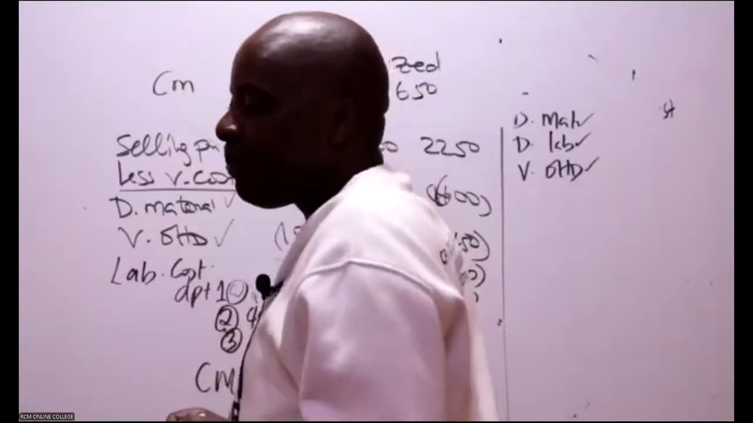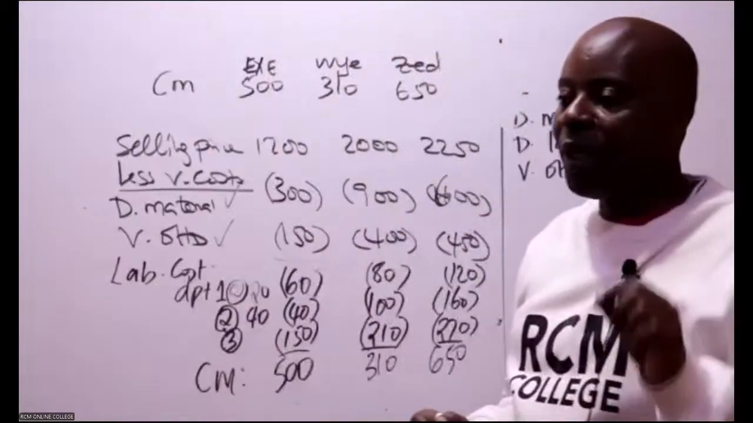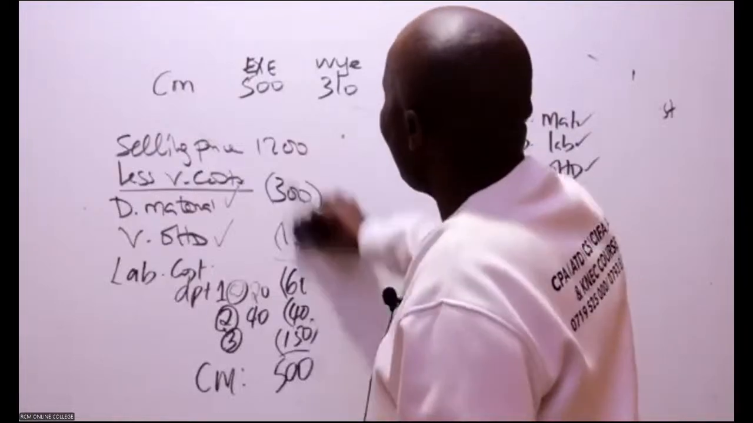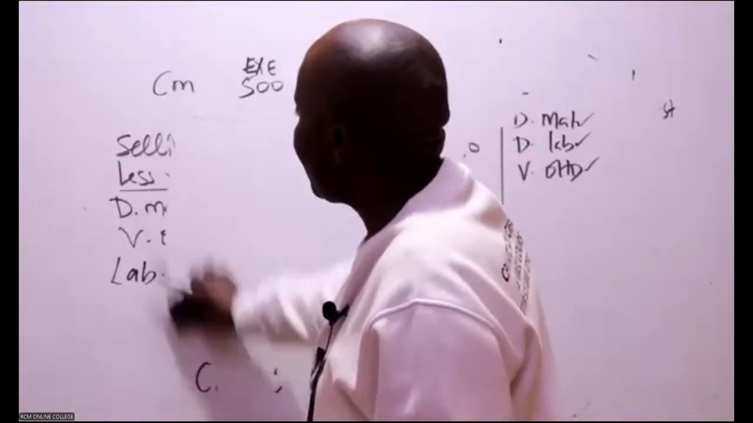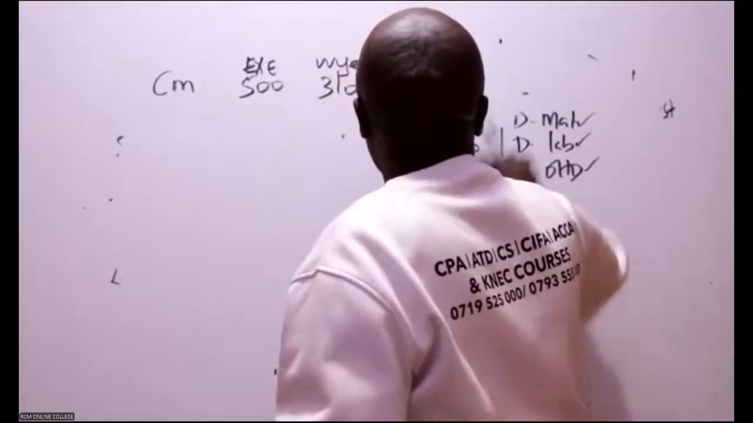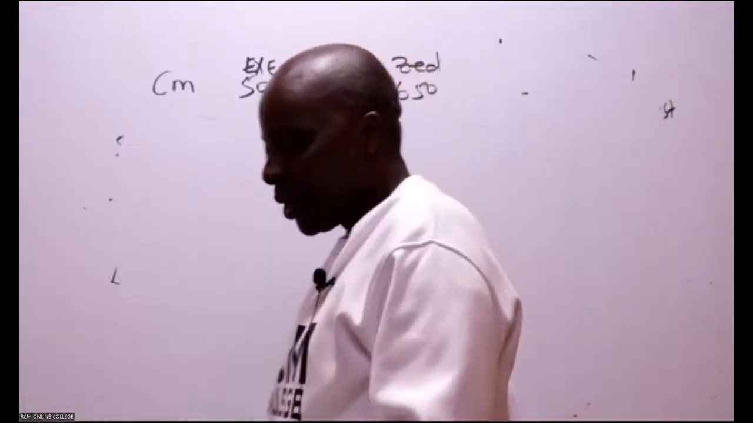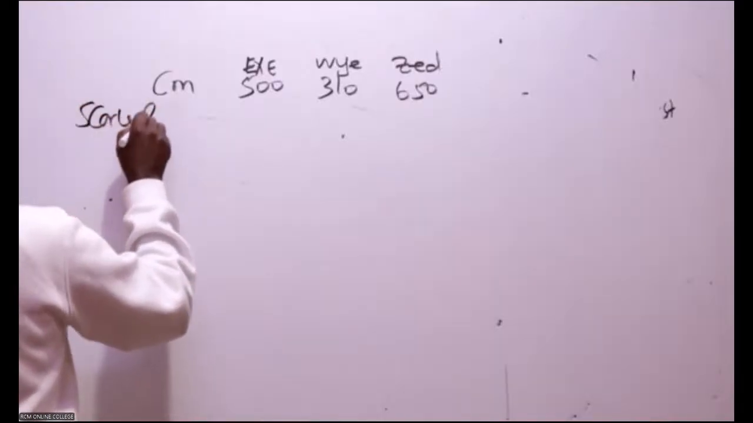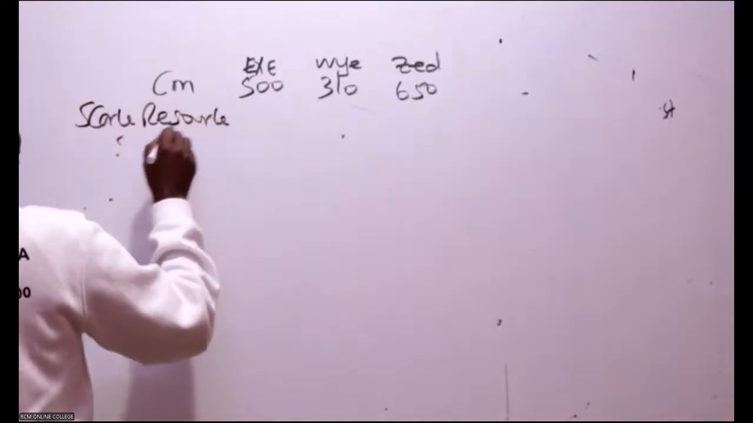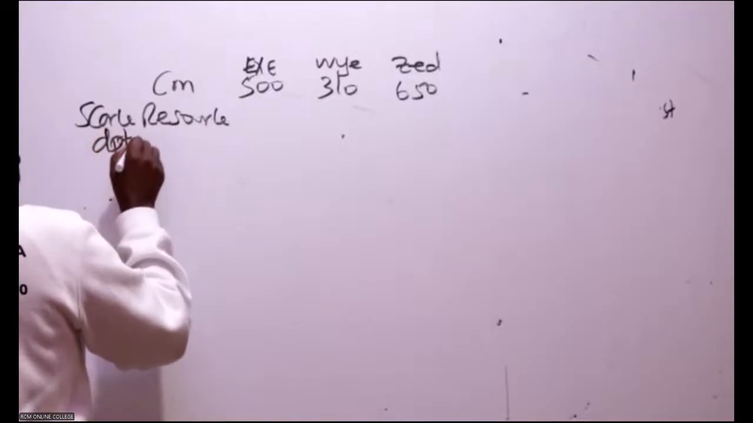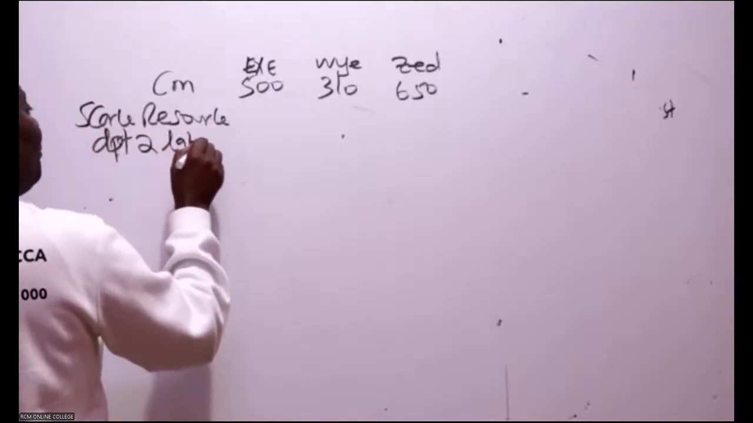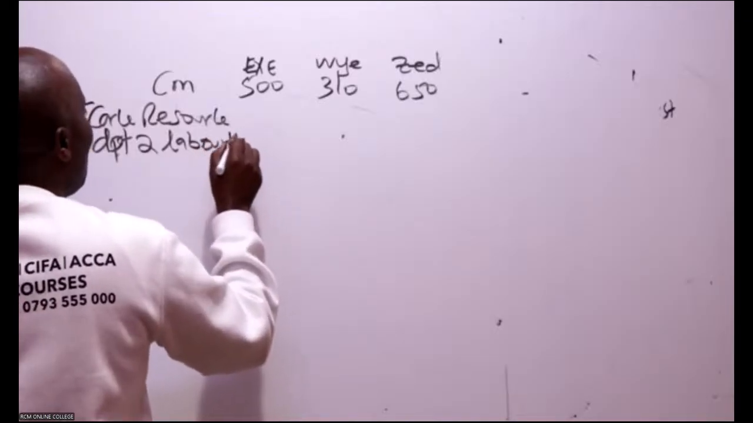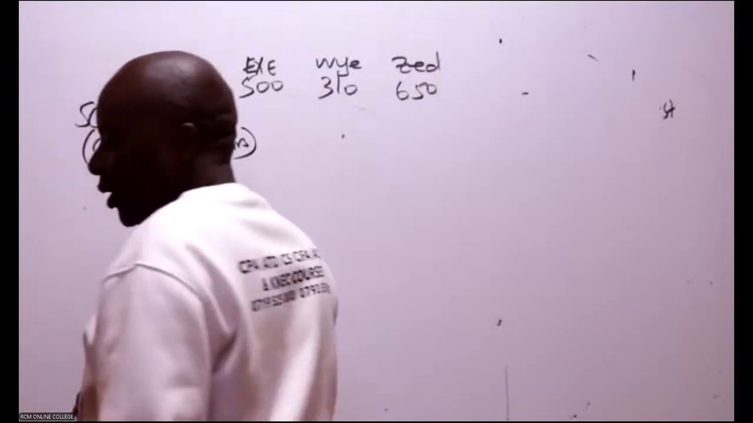So second step, after, ladies and gentlemen, you get contribution margin. That is step number 1. Step number 2, you give us scarce resource for each product. So scarce resource, remember they told us that the scarce resource is Department 2 labor hours.